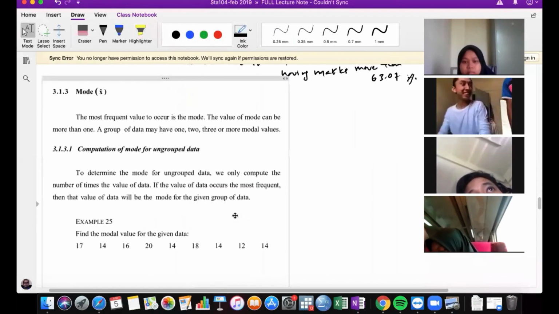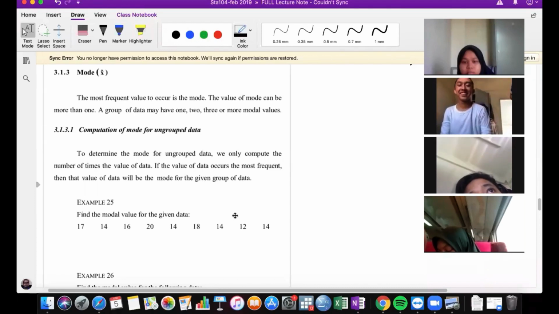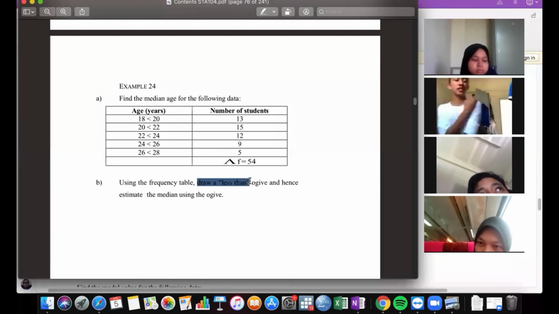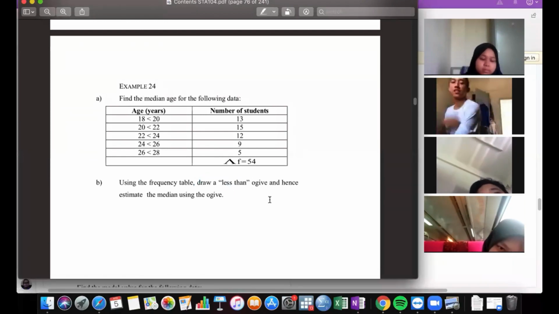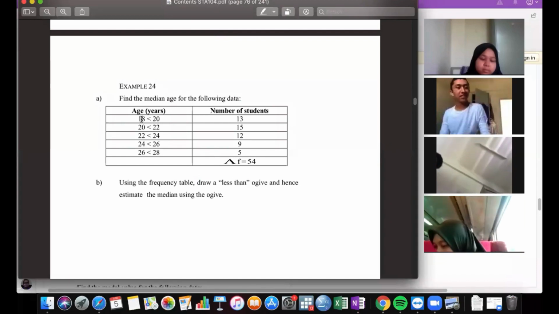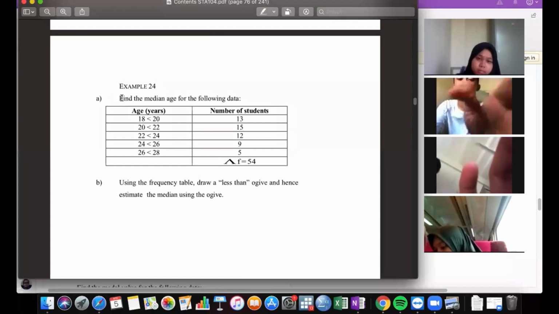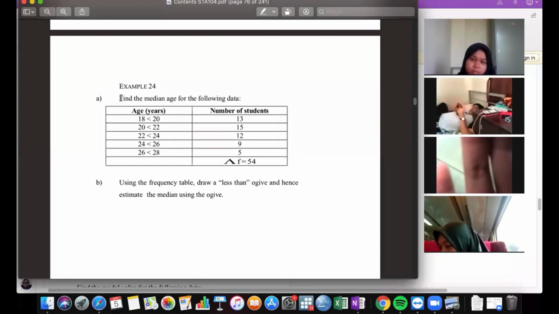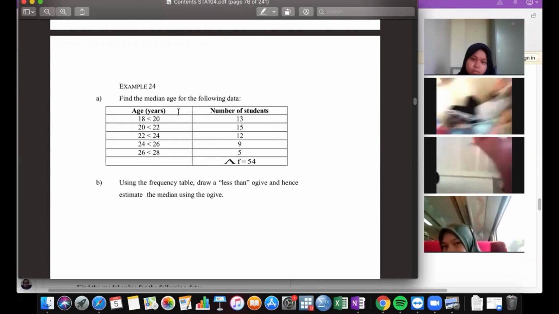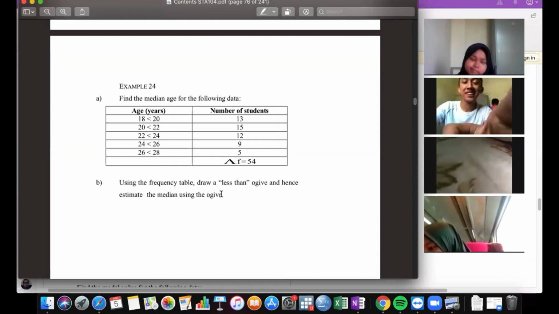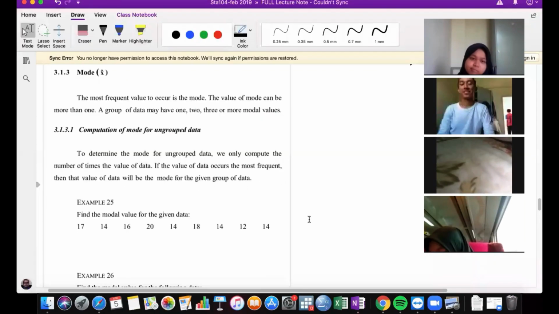So now, look at the next topic. But for this one, for example number 24, in the last class, I already showed you how to get the median value from a less than ogive, right? So I leave it to you, example 24, for you to do it by yourself and post it into Flipgrid, right? So how to calculate the median for this frequency table and find the median from a less than ogive.